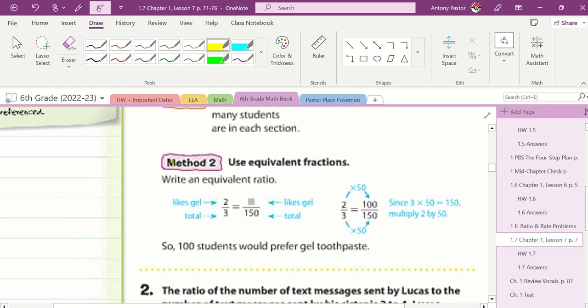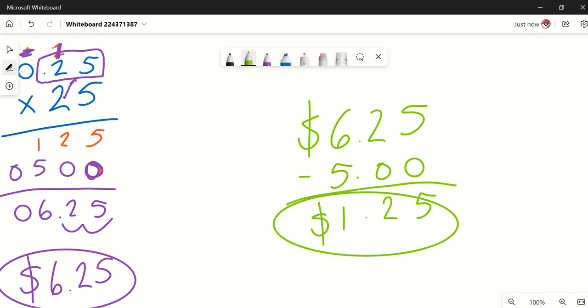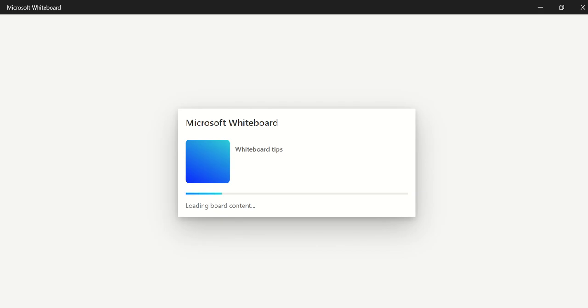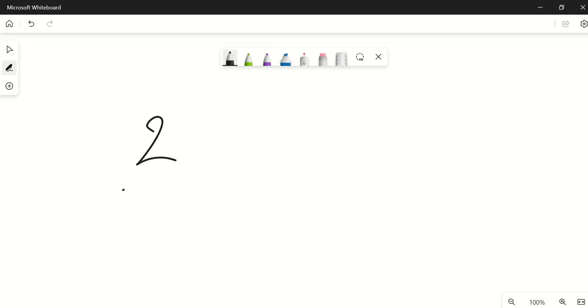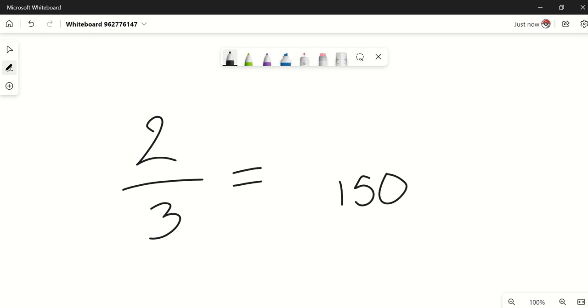Use equivalent fractions. So 2/3, blank, and 150. I'm going to go ahead and use this over here. We'll do a new whiteboard. 2 out of 3 students prefer gel toothpaste. We want to make this equivalent to out of 150 because there's 150 students in the school. What would I need to do to 3 to make it 150?